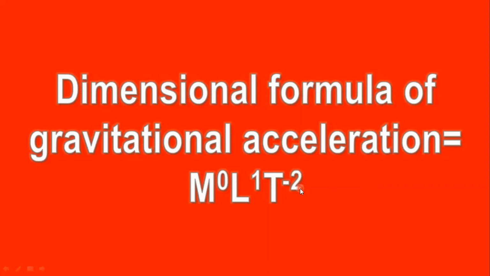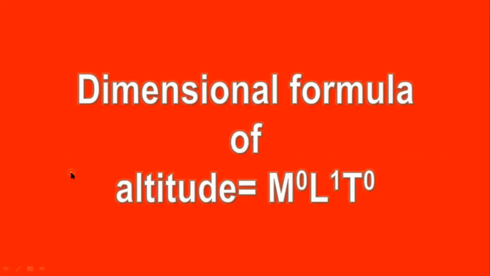Per second square is coming in this way because acceleration is the rate of change of velocity, and velocity is also the rate of change of displacement. When there are two rates with respect to the same variable, time, the time dimension comes twice. That's why the power is 2. Now the dimensional formula of altitude. Altitude means the height. So height is once again L, only the displacement in upward direction. That's why T and M are 0.